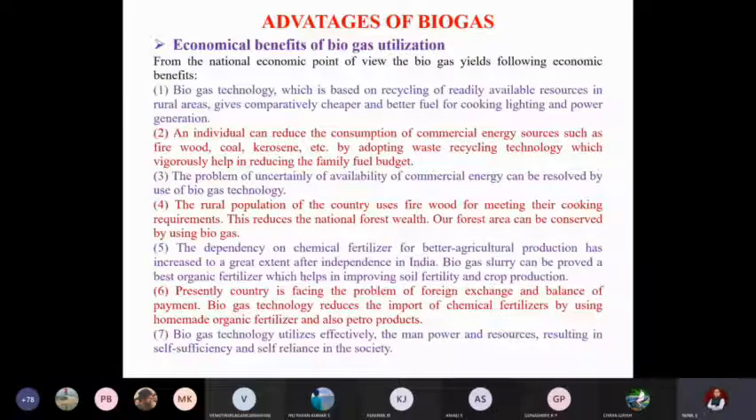The advantages of this biogas, whatever is produced. How biogas is produced, we will discuss in the upcoming slides. So it has a number of advantages. One is economical benefits. This biogas technology is based on recycling of readily available resources in rural areas. So it gives a cheaper and better fuel for cooking.